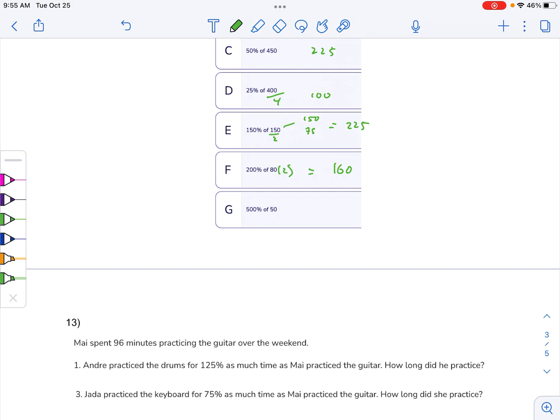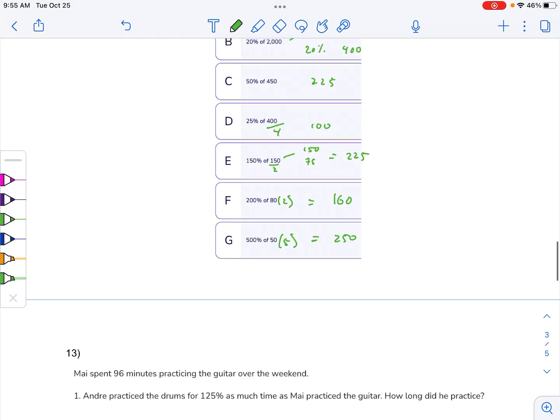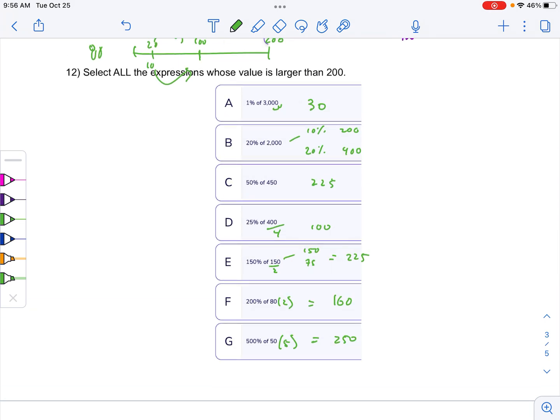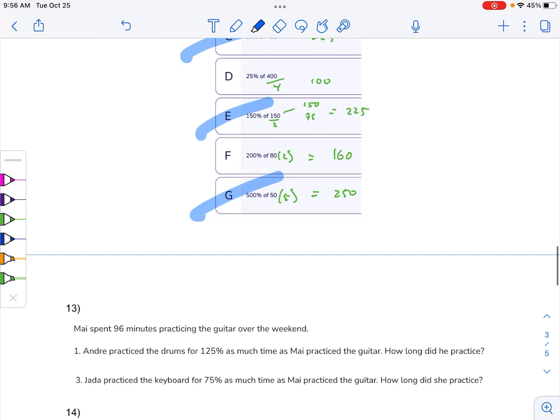500% of 50, holy beans. So if 50 is 100%, I need 5 sets of those. So that gets me up to 250. Yay! What's the question? Oh, what value is larger than 200? So let's see. B is larger than 200. C is larger. D is not. E is larger. And G is larger. Yes. Good job.